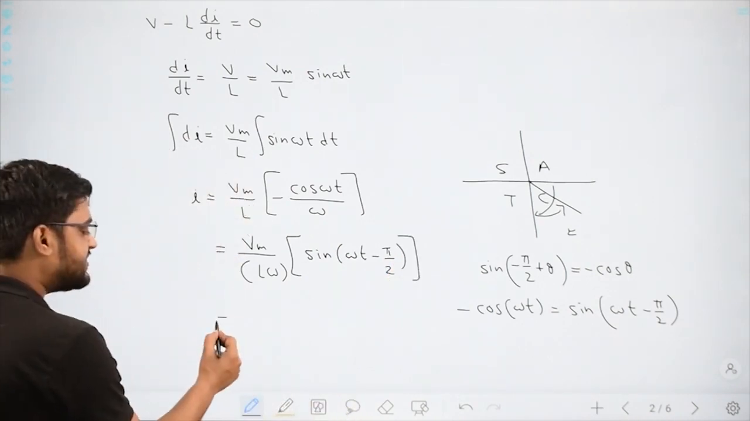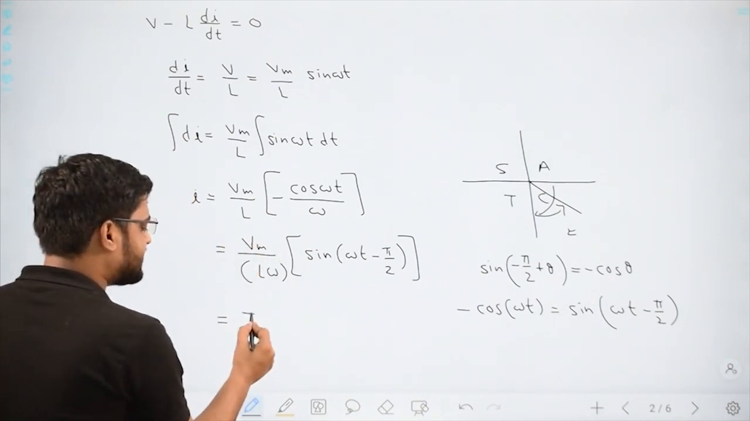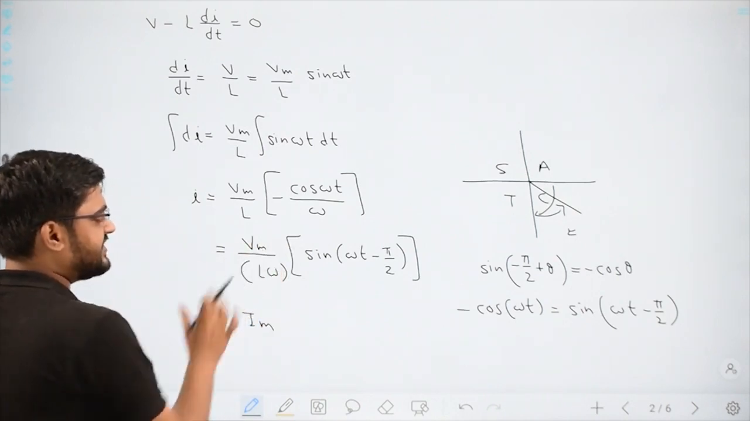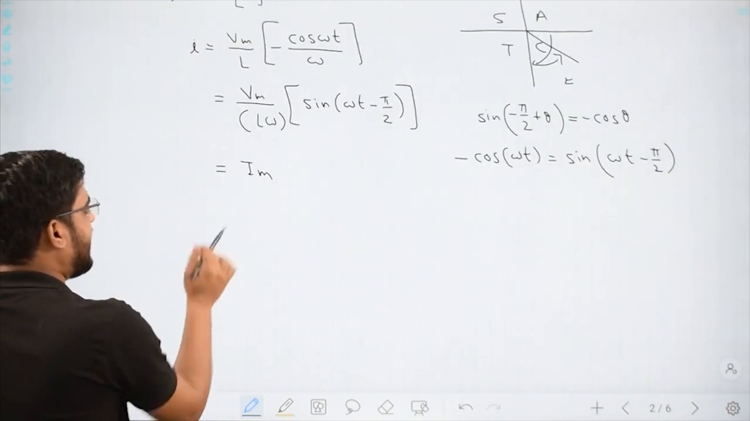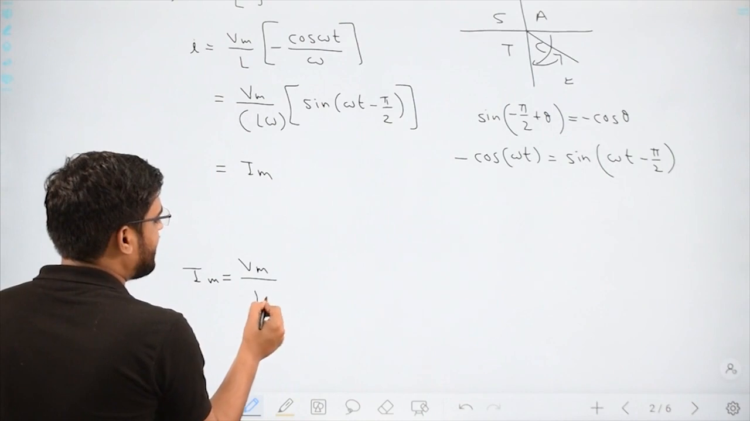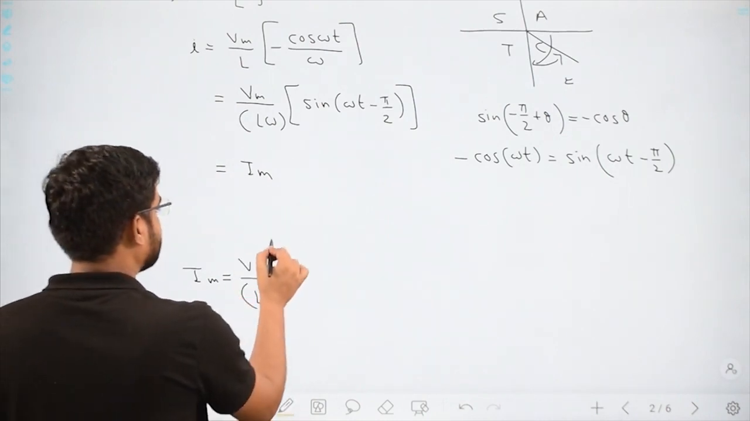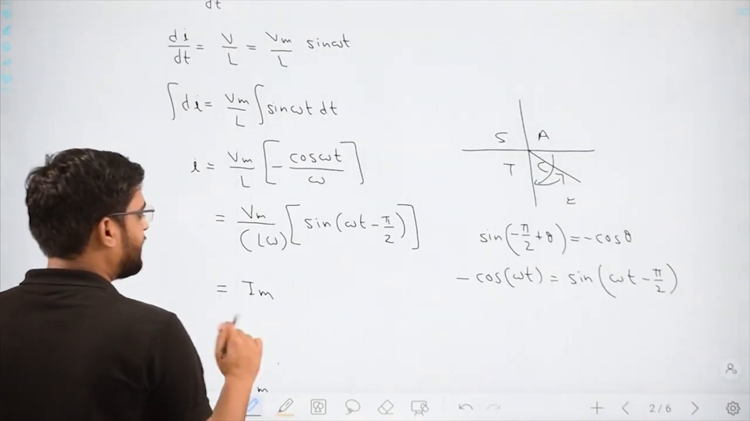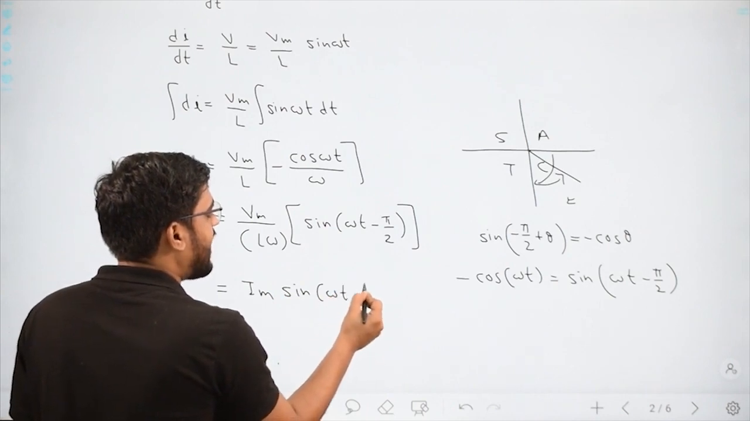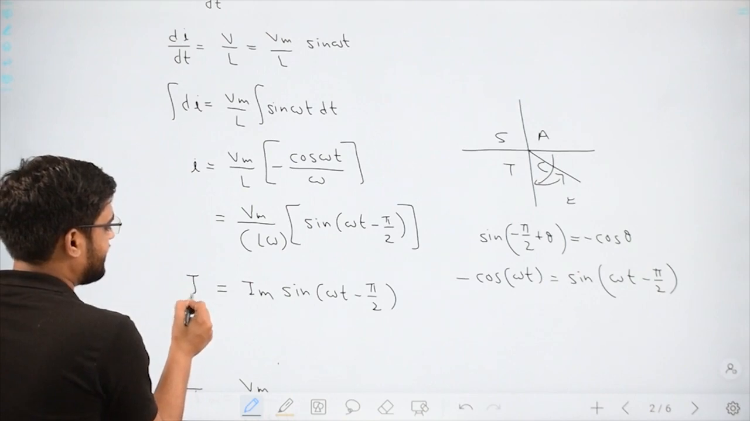Okay, so I'm just converting this expression slightly. I'm saying this constant thing is my maximum current, Im. We'll discuss this again. Let us just write that Im comes to be Vm by L omega. And now this thing is sine of omega t minus pi by 2. This is the expression for the current I.